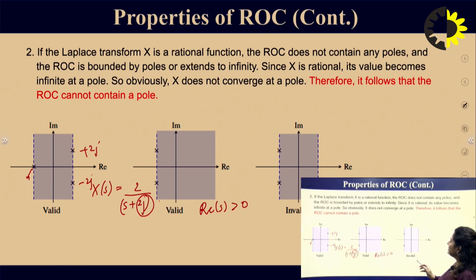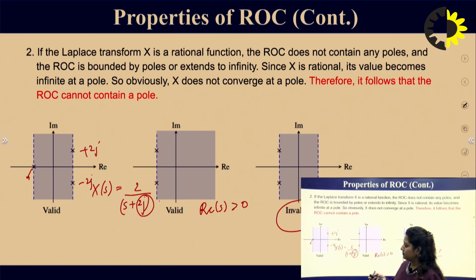In the third case it is invalid because there are two poles on the y-axis, or there is a strip line where there is no real of s greater than any value here and less than any value here. So there is no value greater than or less than, that's why it is an invalid type of ROC.